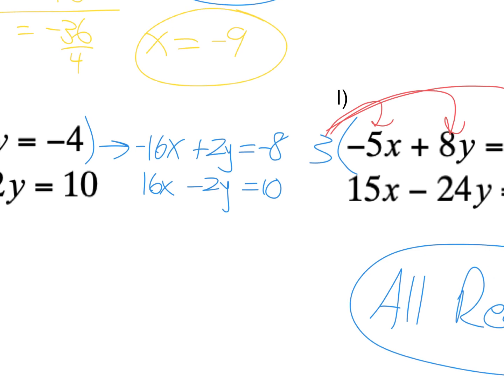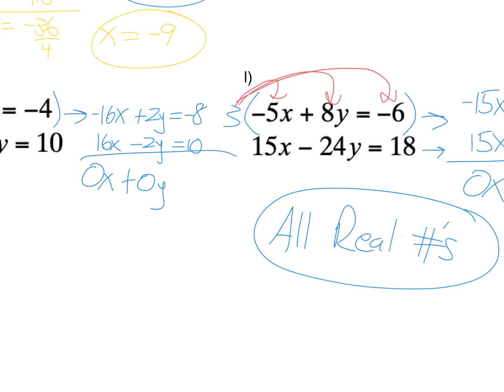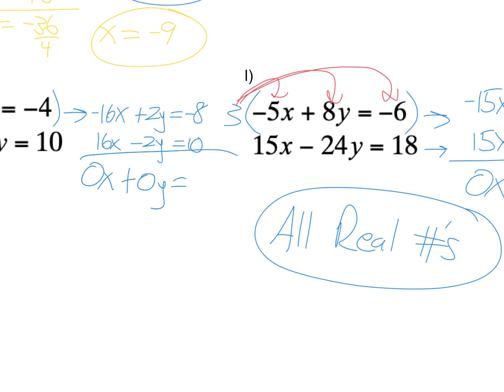Okay, now, like the last equation, I have a positive and negative 16x and a positive and negative 2y. So when I add those, I know those will add to 0. So 0x and 0y. So far, this is looking very similar to the last problem. But now let's look at what happens on the other side of the equal sign. Negative 8 plus positive 10. That gets me positive 2.